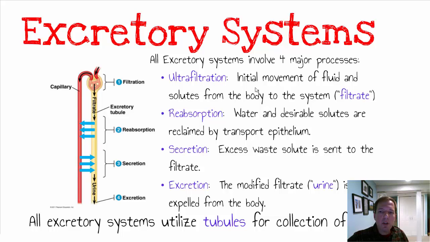Ultrafiltration is going to be when there's initial movement of fluid and solutes from the body into the excretory system. So within humans, those fluids are coming from the blood, and we're going to have a filtration process by which water and anything dissolved in that water is going to move out of the blood and into the tubule, and it becomes now a substance that we call the filtrate.